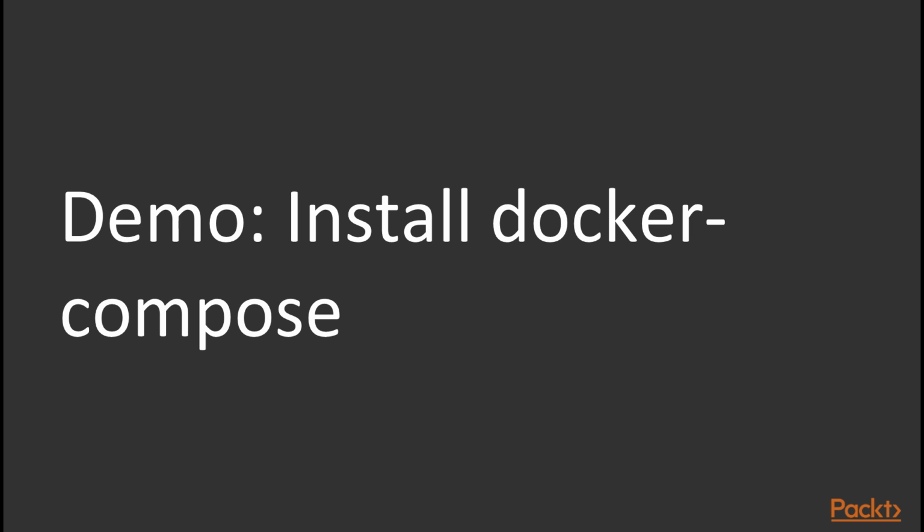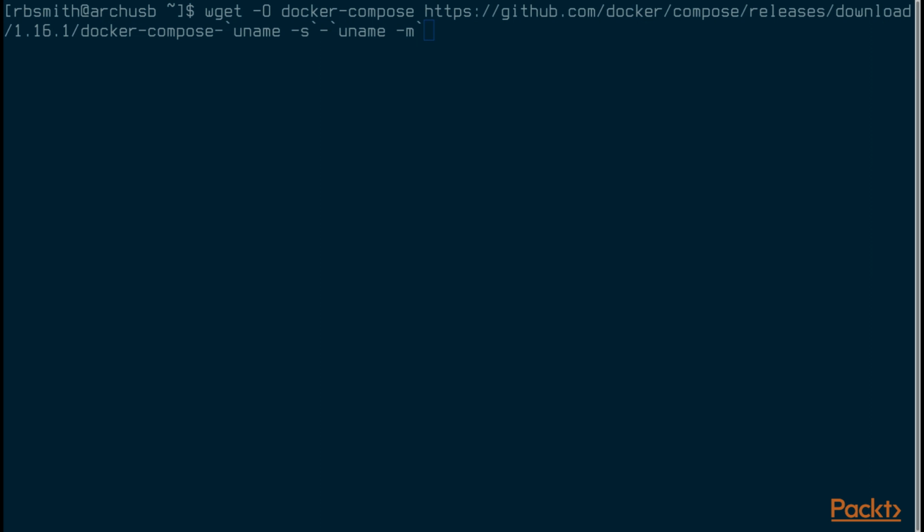Docker Compose is included with Docker for Windows and Docker for Mac. On Linux, you can download it from GitHub. This example will download the appropriate binary for your system. As of this recording, the latest version is 1.16.1. When you run this on your own system, replace the 1.16.1 with the latest version number from github.com/docker/compose/releases.